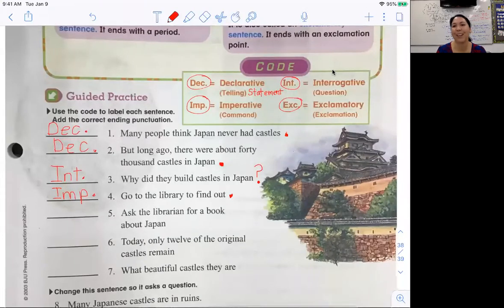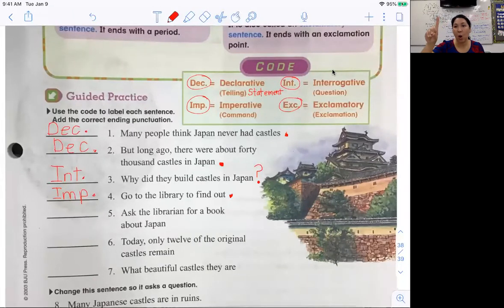Okay, let's see what the next one is. Ask the librarian for a book about Japan. Okay, what is that? Is that a statement? Is that telling us something? Ask the librarian for a book about Japan. It's not declarative. It's another imperative. It's another command. I say imperative, you say command. Imperative, command, imperative, command. What's it telling us to do now?